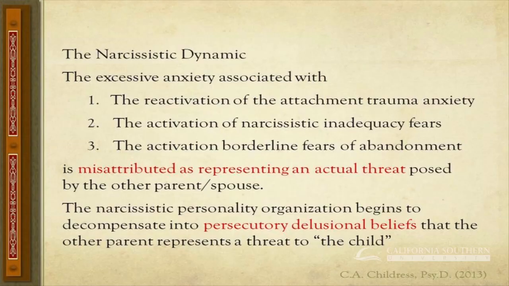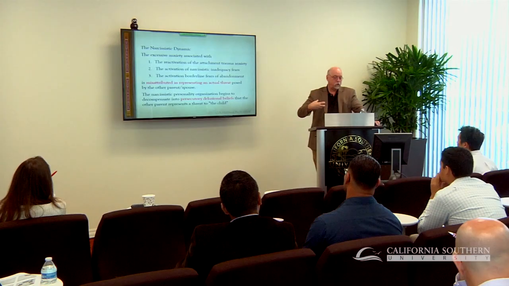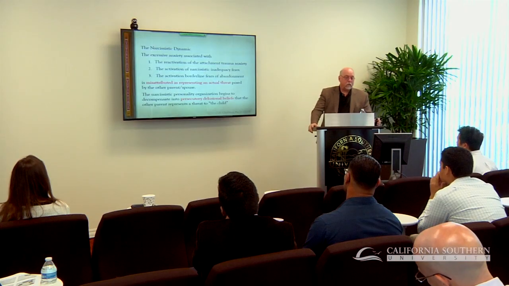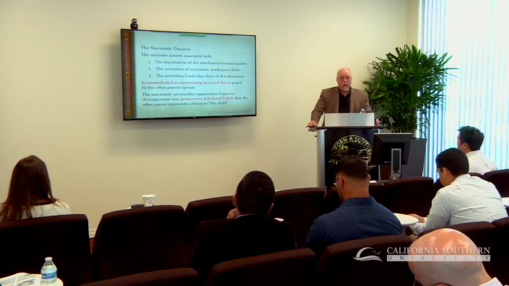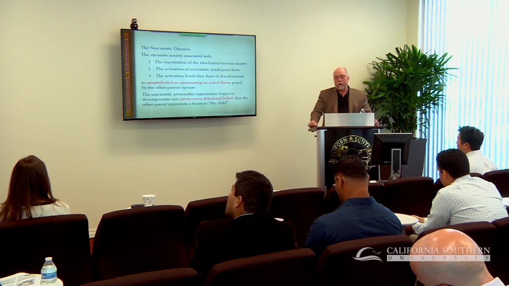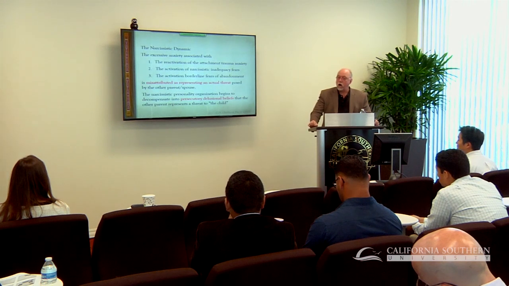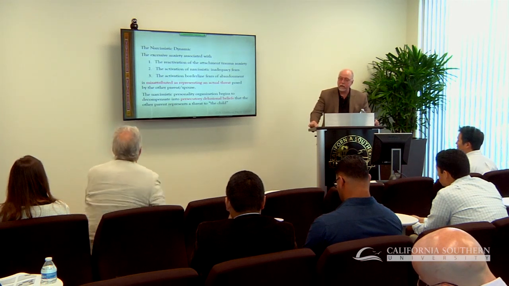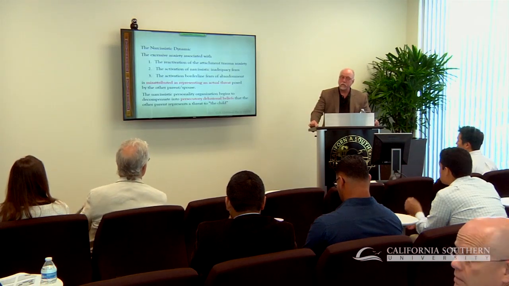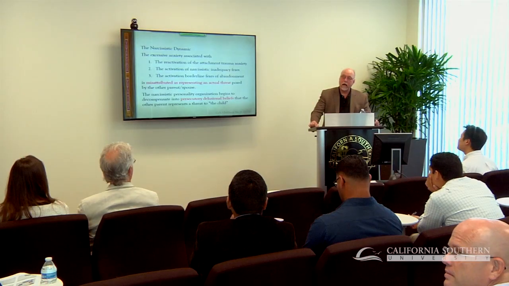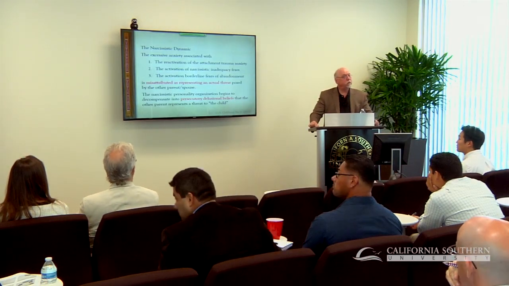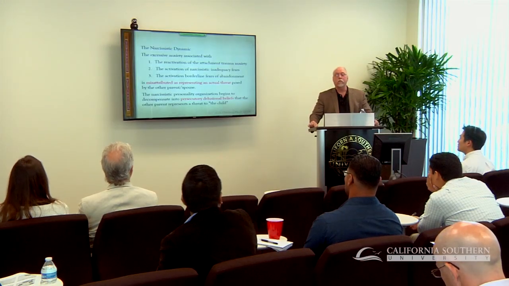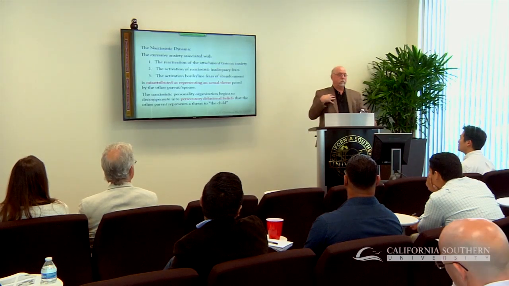So the excessive anxiety that's activated for the alienating parent that's associated with narcissistic inadequacy, the borderline fear of abandonment, as well as the attachment trauma that's embedded in there, is misinterpreted or misattributed as representing an actual threat posed by the other parent. So the alienating parent authentically experiences an intense anxiety. They're not making this up. They're not because they're a mean person. They actually feel an intense anxiety coming off all these networks, but they misattribute it as an authentic signal of the other parent representing a threat. Now, is it a threat to me because I'm a narcissist?